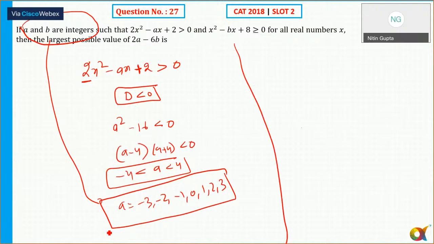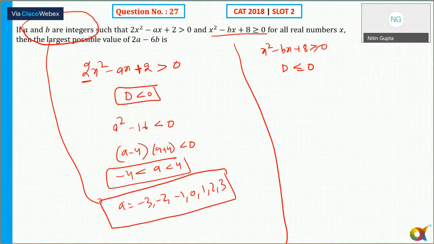Okay. Now let's come to the second equation. Second equation, x square minus bx plus 8, it is greater than or equal to 0. It means the discriminant has to be less than or equal to 0. Why? Because there is an equality sign also, so the discriminant can be equal to 0 also.